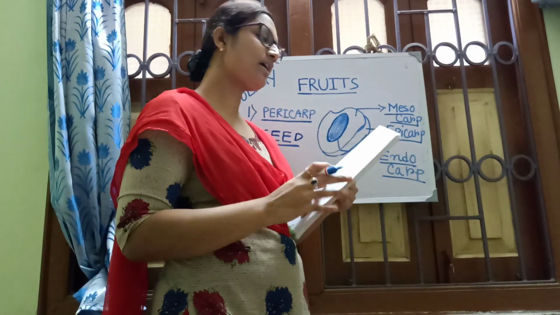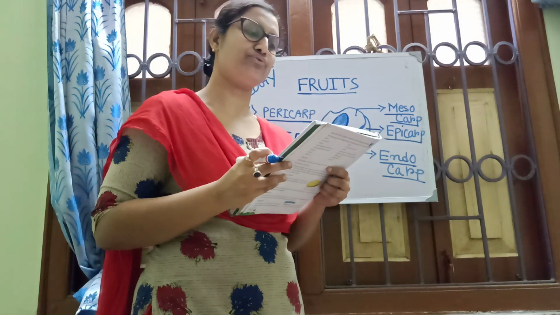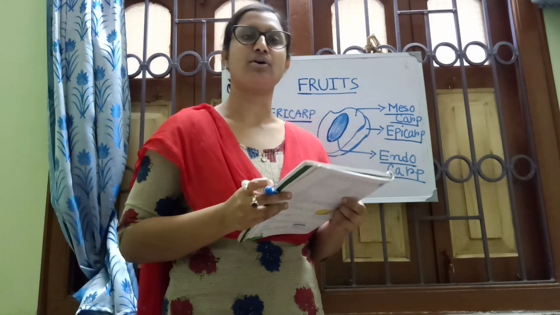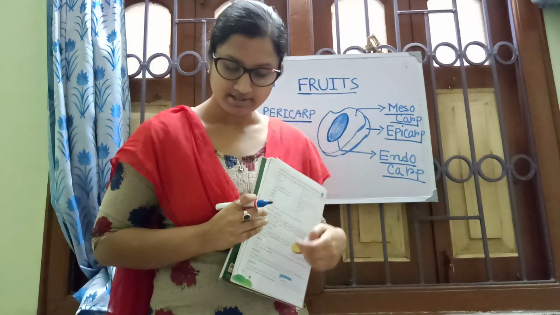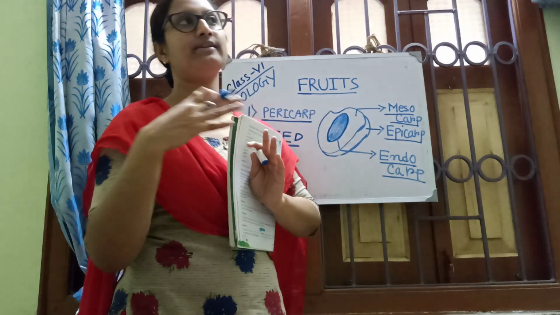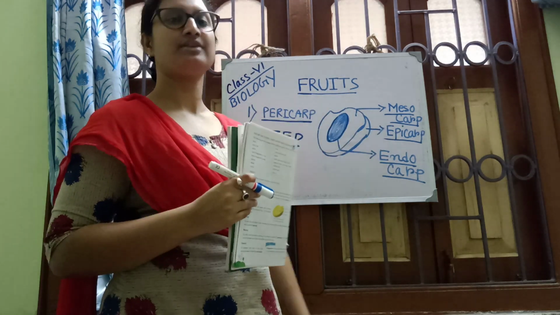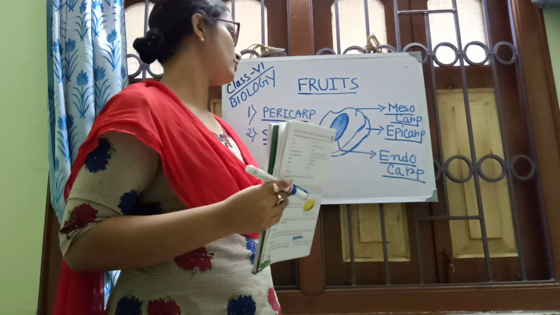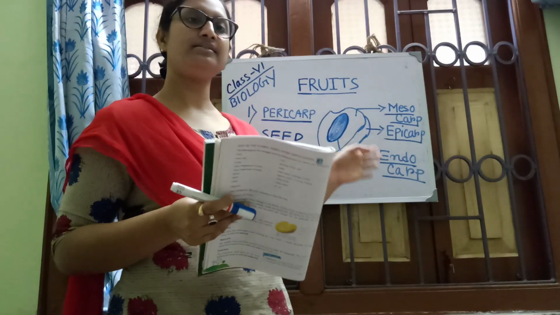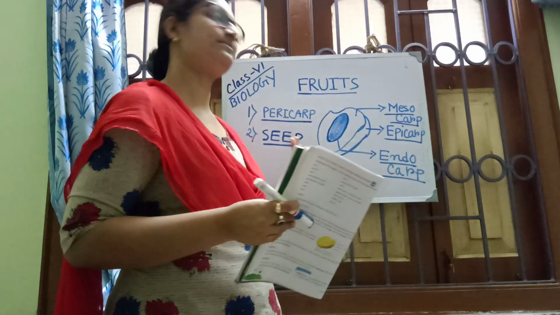Sometimes in certain fruits such as grapes and tomato, the pericarp is not differentiated into three distinct layers. Instead, the layers are fused together. I hope this is clear. So the fruit structure has different parts: the pericarp and the seed. The ovary develops to form the fruit and the ovule forms the seed.